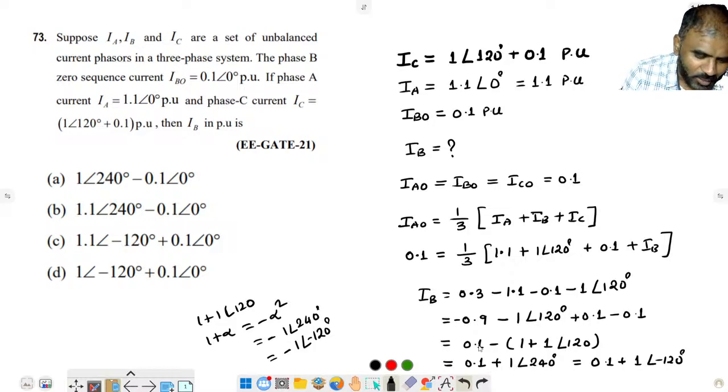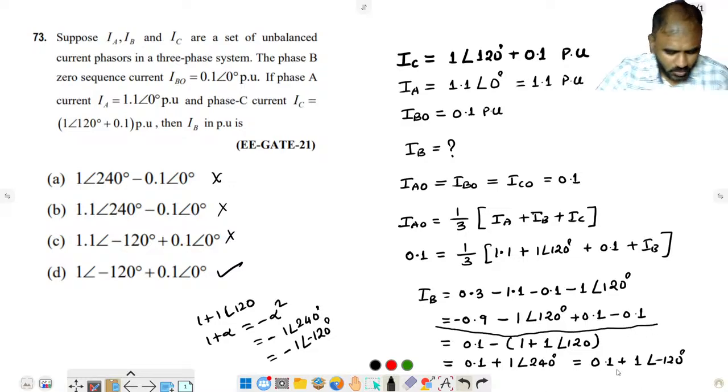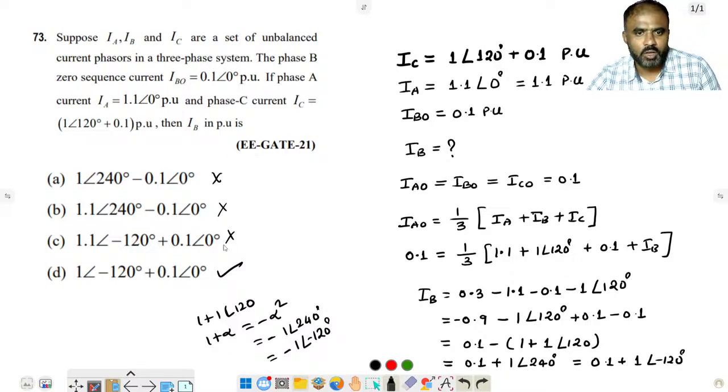0.1 plus 1 at an angle 240 is not there. This is not that. This is not true. Yes, this will be true. Okay, a bit of a typical question. You have to think properly after this step. Then only you will get the answer clearly. I hope this is clear for you.